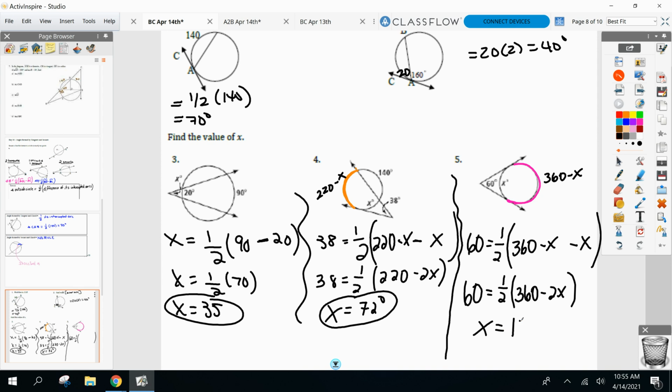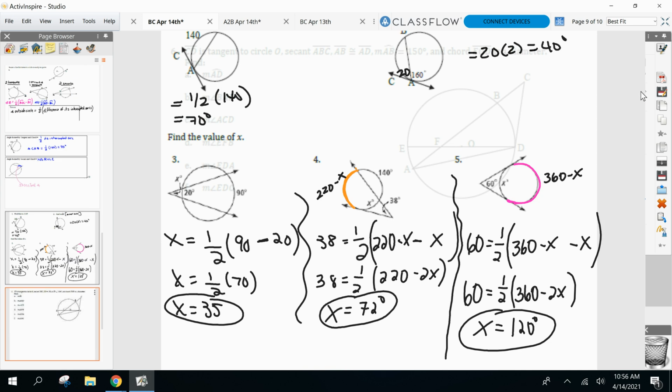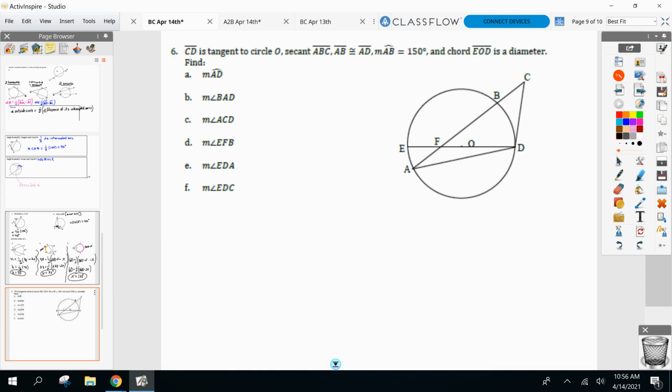120. For arc X there, 120. How's everyone doing here before we get to the crescendo? This is great, and I'm happy if you feel confident when you can just do a problem by itself, but this is where I need you to be, these multi-part questions.